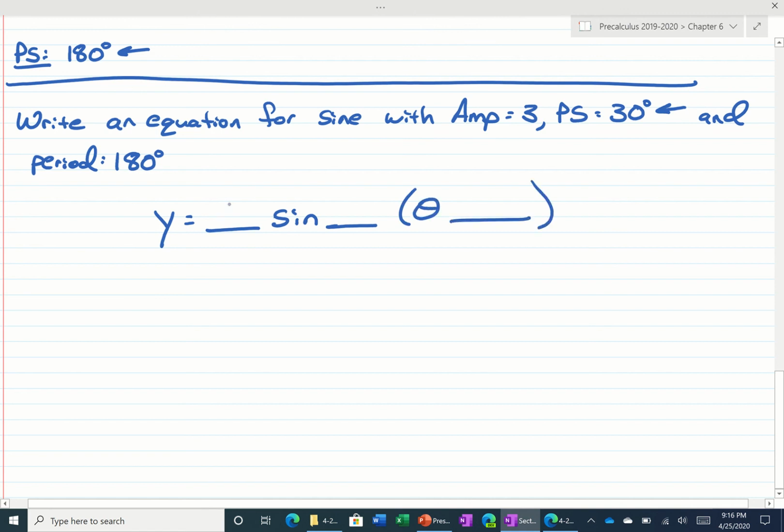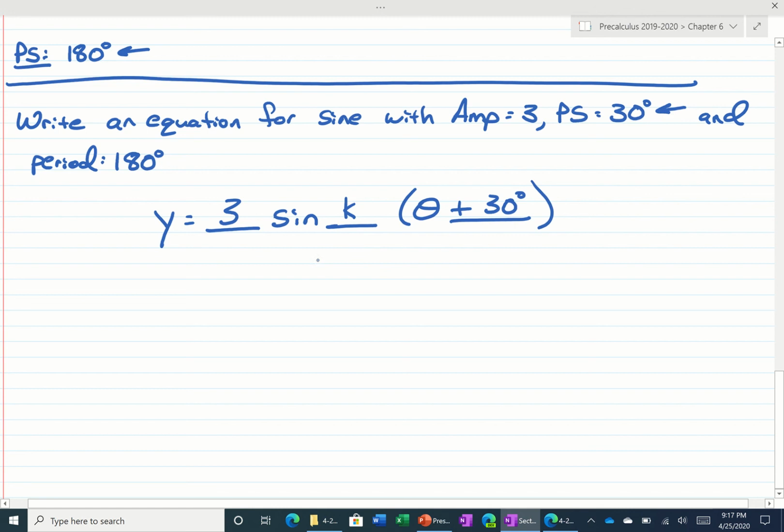Well, the amplitude is 3, so we could either put 3 there or we could put -3. It doesn't matter. That would be that. The phase shift is 30 degrees to the left. That's what we write. Now, the only trick is you have to figure out what k is, right? Well, the number that's there, we divide by the normal period to get the actual period. So let's just put k here for now. We don't know what it is.